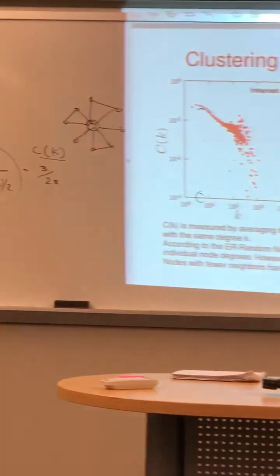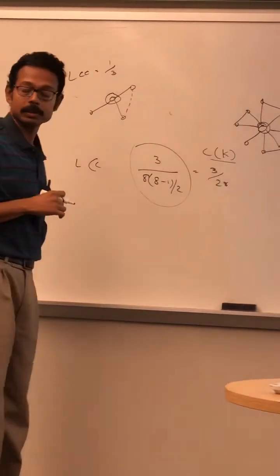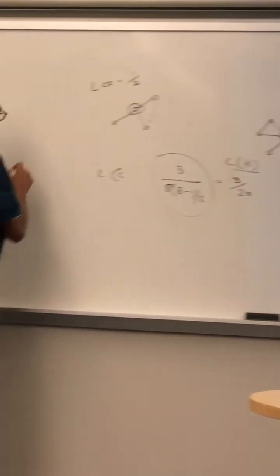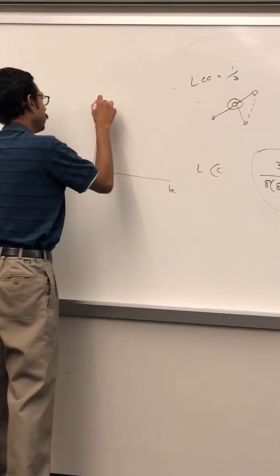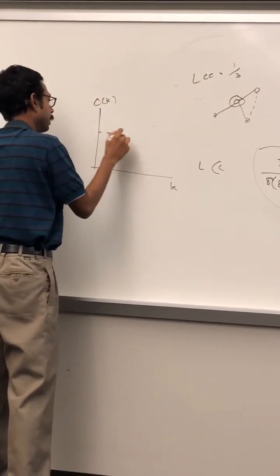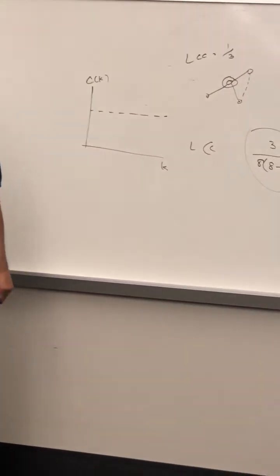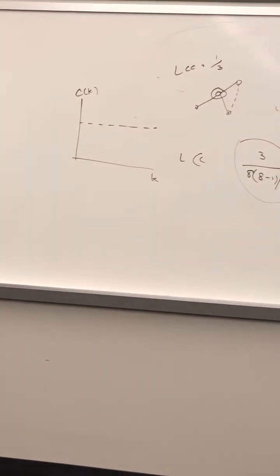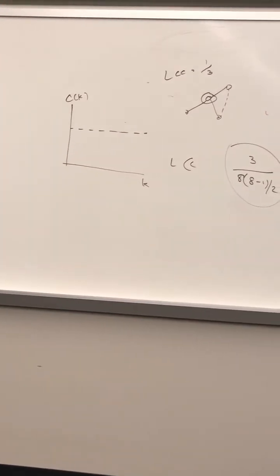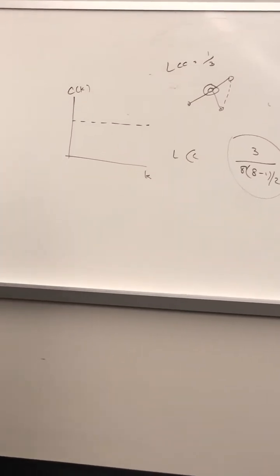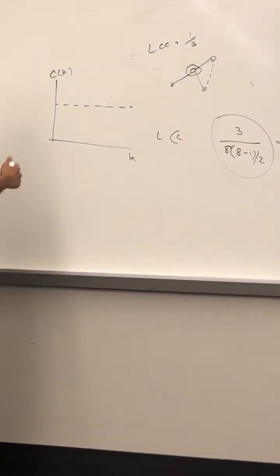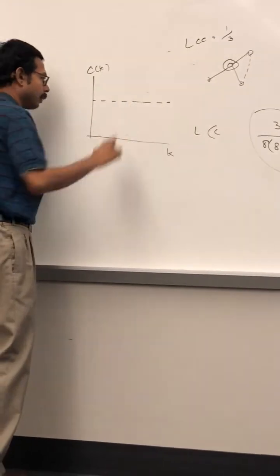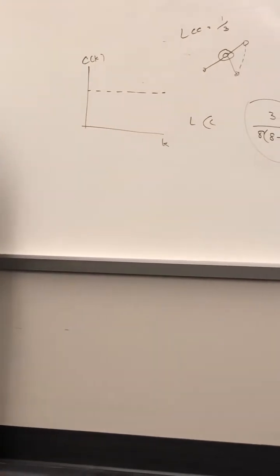But if you do a similar analysis for random networks, you would find the clustering coefficient to be not dependent on node degree. So it's going to be a horizontal line like this. The clustering coefficient for nodes with different degree in a random network generated, say, with the ER model would be like this, a horizontal line, independent of node degree.